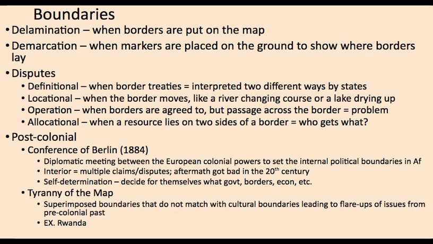Getting into boundaries a little bit more, I'm just touching on some various different things. Delimitation is when borders are put onto a map. I always think of lamination, when you put the plastic sheets onto pieces of paper. That's basically what this is. When you delimit, you're putting the boundaries officially onto a map. Demarcation is the markers placed in the ground where the borders lie, those little dots. This is where this ends, and this is where this begins. Boundary disputes. There are different types.